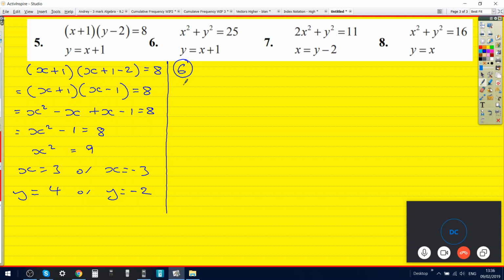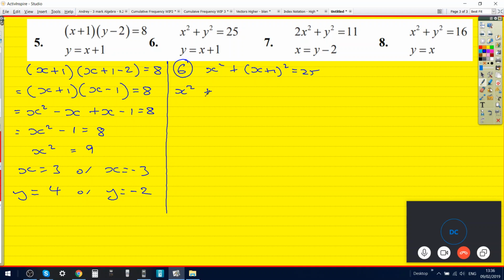x squared plus (x plus 1) in brackets equals 25. Can we do x squared plus x and then minus 1 on both sides? No. The way you do it is you would have to expand the square bracket. But the bracket isn't squared. Oh yeah, I see why.